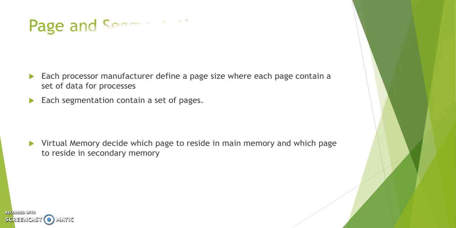Each processor manufacturer defines a page size, where each page contains a set of data for processes. Each segment contains a set of pages, and this segmentation can be controlled by a programmer for a set of data. Virtual memory decides which pages reside in main memory and which pages reside in secondary storage.